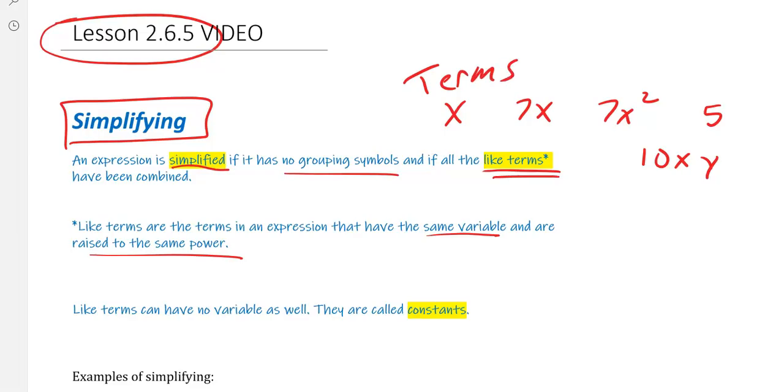Now, none of these, well, I shouldn't say none of these, only 2 of these are like terms, and the 2 that are like terms are x and 7x, because they have the same variable and they are raised to the same power. They're both just to the power of 1. Now if I wanted to group like terms, 3x squared, now these two would be like terms because they have the same variable and the same exponent, even though they have different coefficients, 7 and 3.